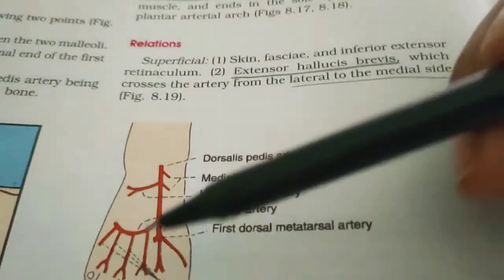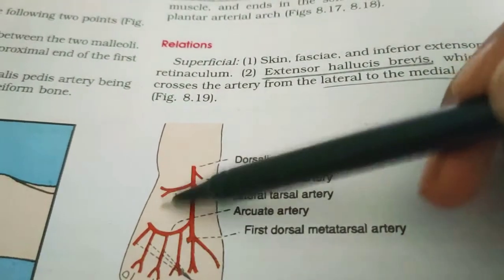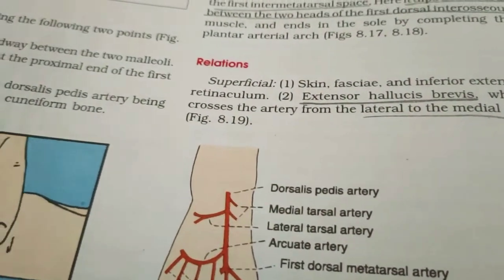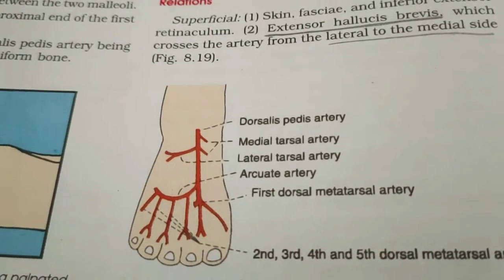If you see here, this artery is medial, right, but sometimes instead of being on this side it may be on the lateral side. These are some variations. So now let us move on to the branches. What are the different branches of this dorsalis pedis?